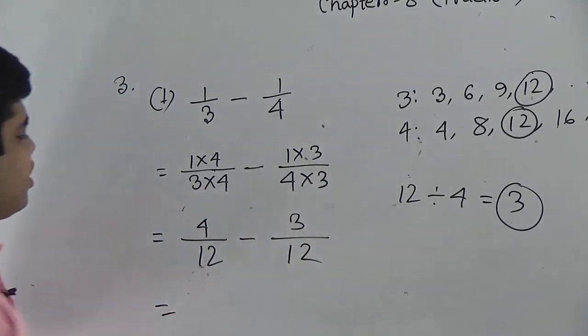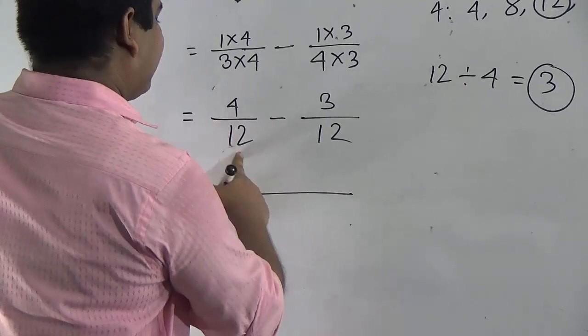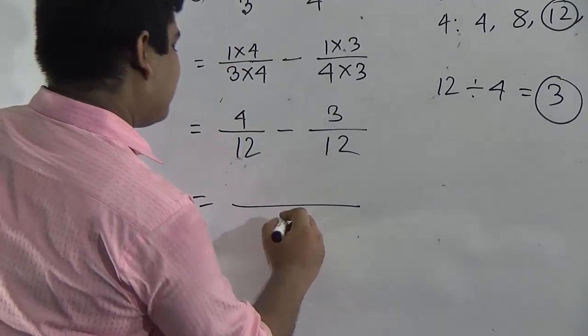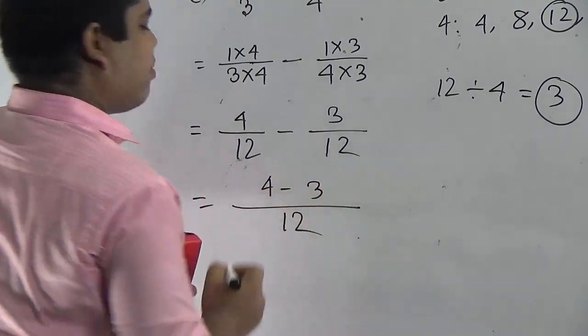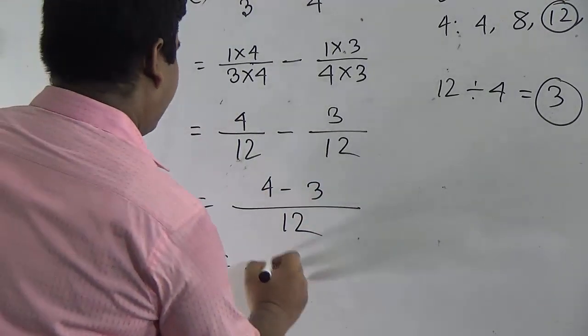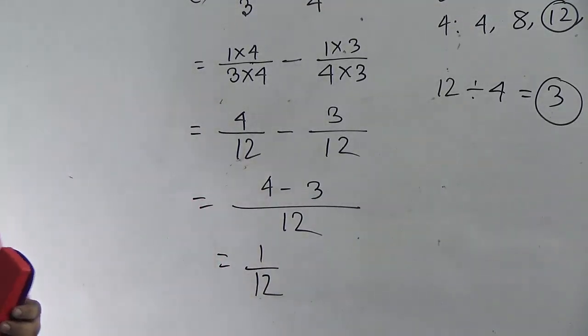My dear student, notice the denominators are the same. So we say that the LCM of 2 and 12 is 12. Now we subtract 4 minus 3. If we subtract 3 from 4, then we get 1 by 12. I hope you understood this method.